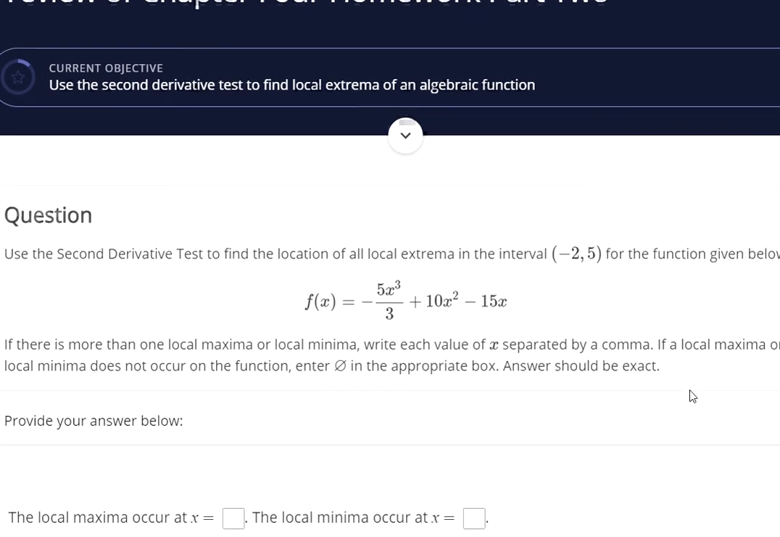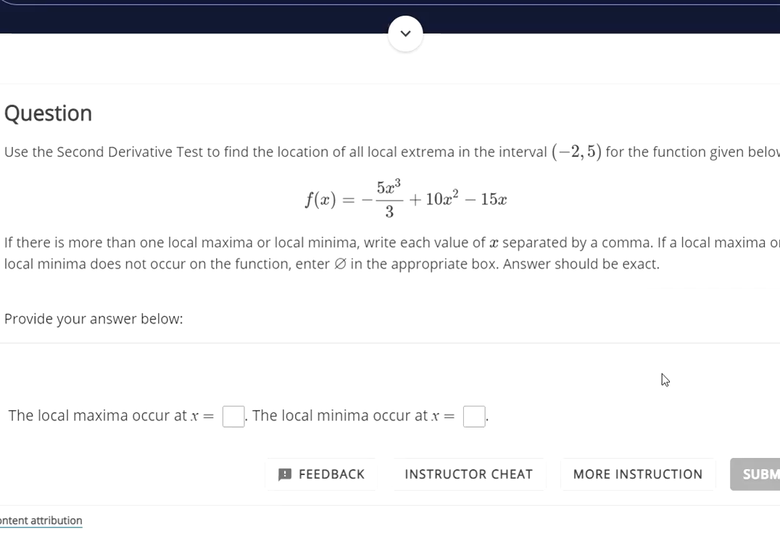This one here, we've got to do some algebra for this one.